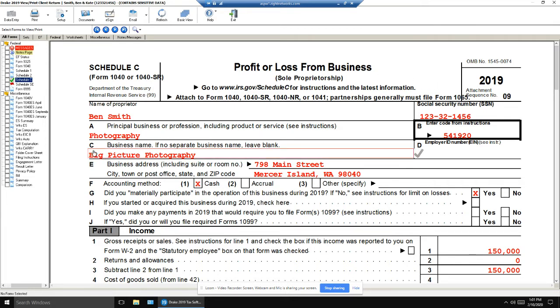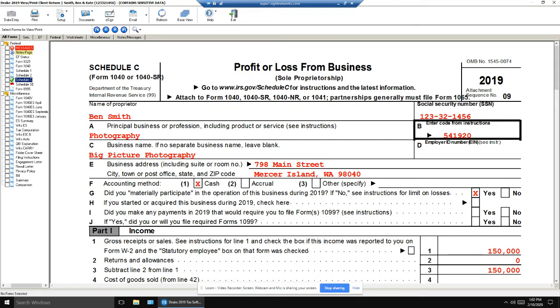Now, Big Picture Photography is the name of this business, and it could be an LLC or it could not be an LLC. If they're a sole proprietorship, they'll file this exact same return. And LLCs can be taxed multiple different ways. This confuses people all the time, but one of the ways LLCs can be taxed is as a sole proprietorship.